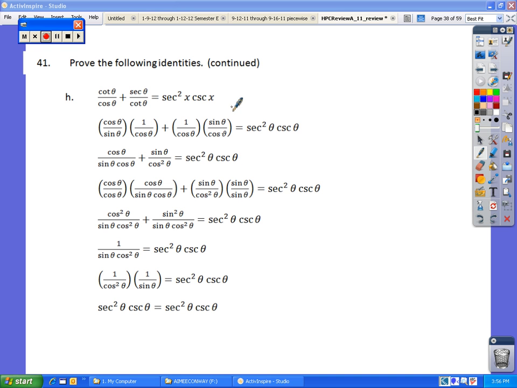Okay, last one, number 41. We are going to prove these identities again. We are still on proving. So for number 41H, again, we are going to work on the left side. Doesn't mean you can't work on the right side. We're just going to choose to work on the left side.